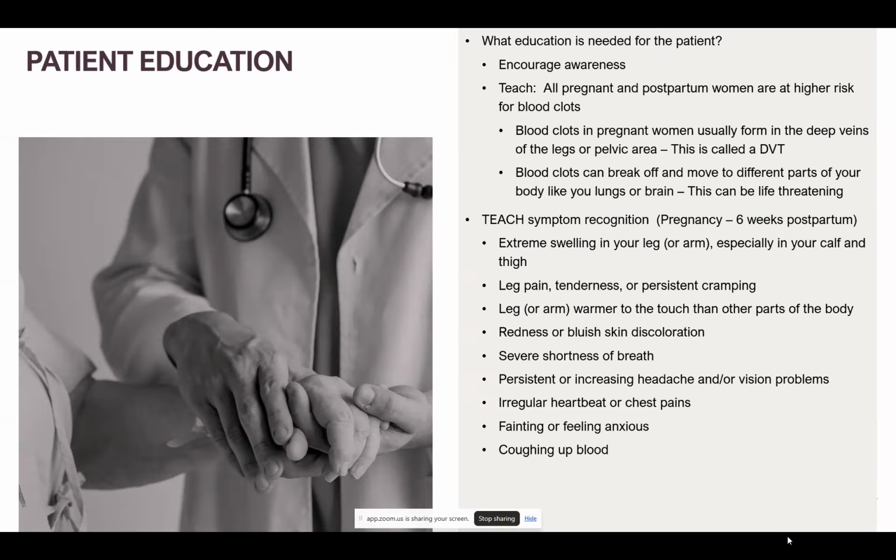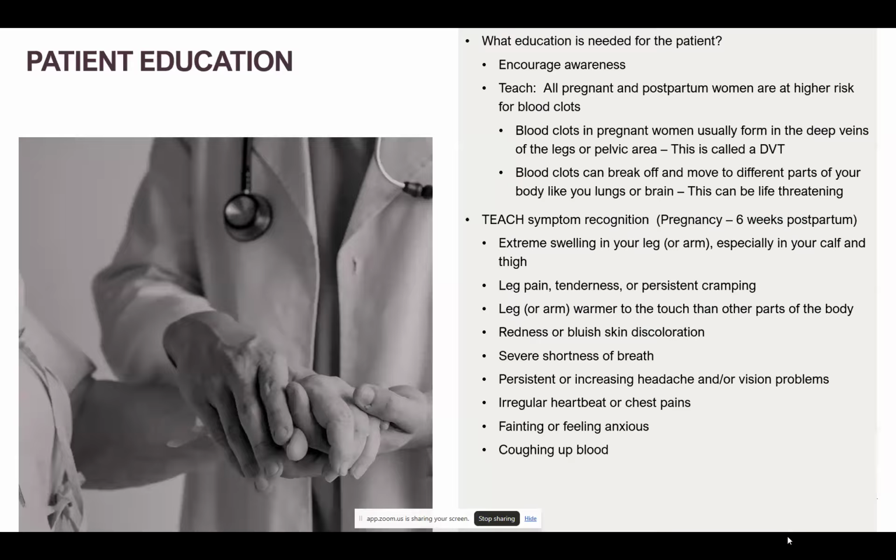And really teaching symptom recognition. The great thing about the AIM urgent warning signs is that if you have the one symptom that pops up on the urgent warning signs that says I have extreme swelling in my leg, they can click on that and then get additional information that tells them, well, if one leg is warmer than the other and it's tender to the touch, or it's hurting, then you should call your doctor.